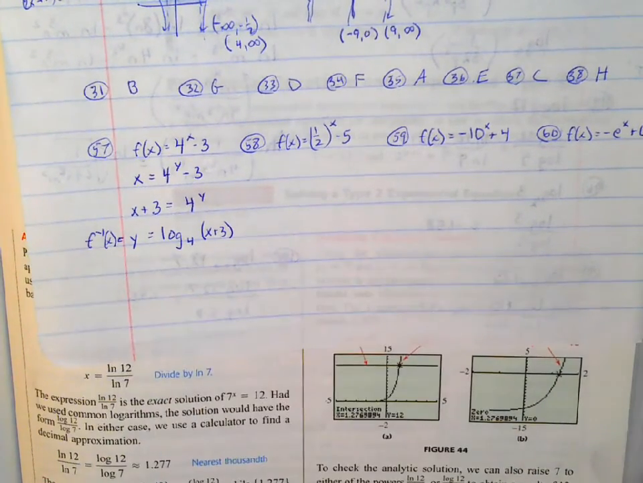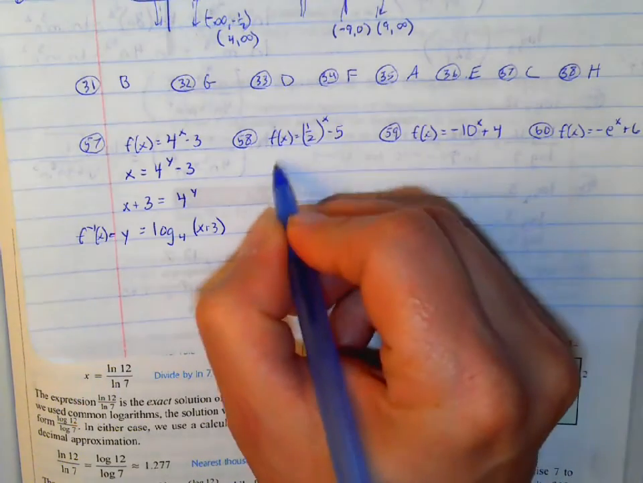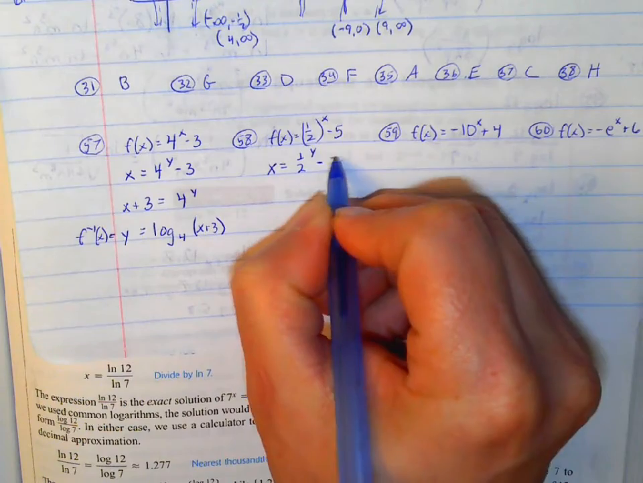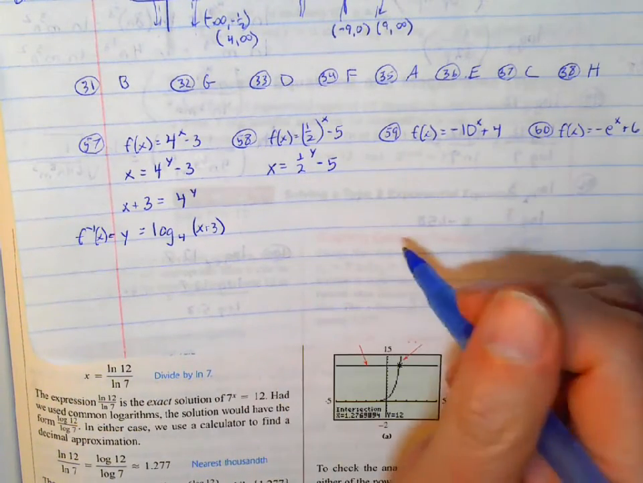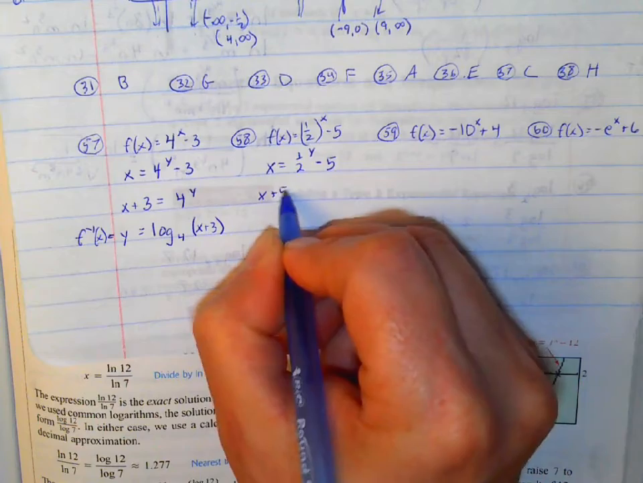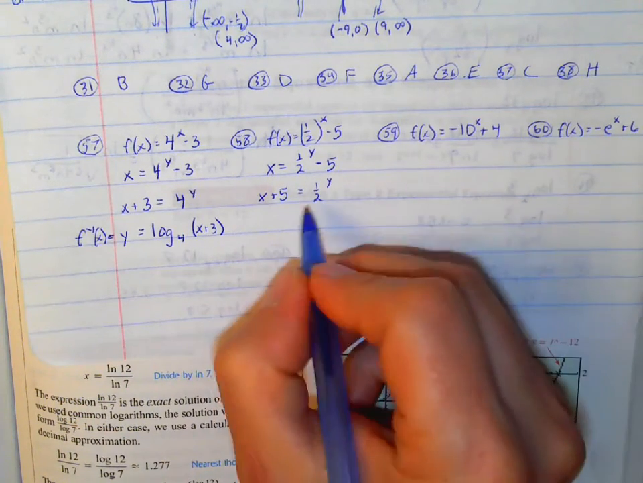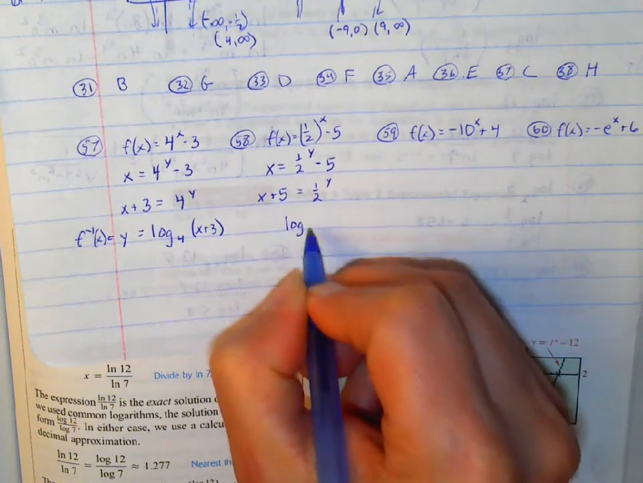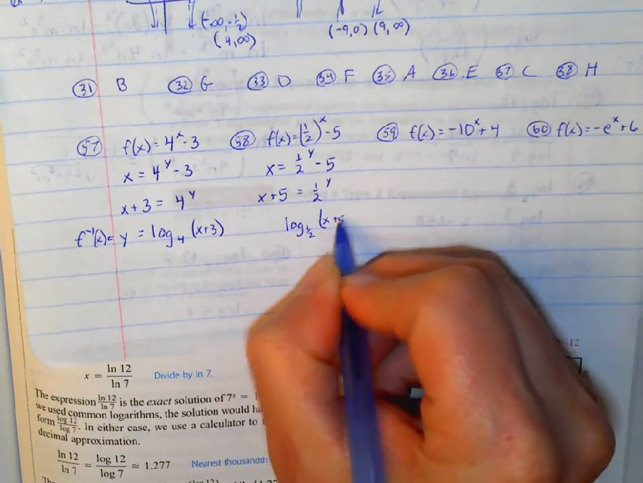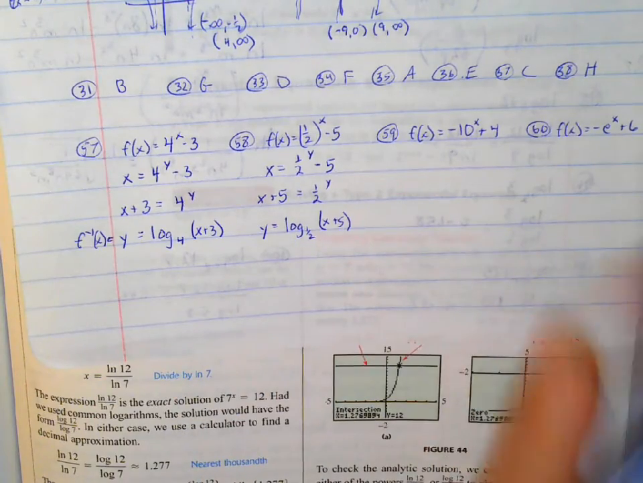This one here, once again, we switch the x and the y. So x is equal to 1/2 to the y minus 5. First thing, we're going to add that over. Okay, and I take the log function again. So log base 1/2 of x plus 5 equals the y, or the f inverse.